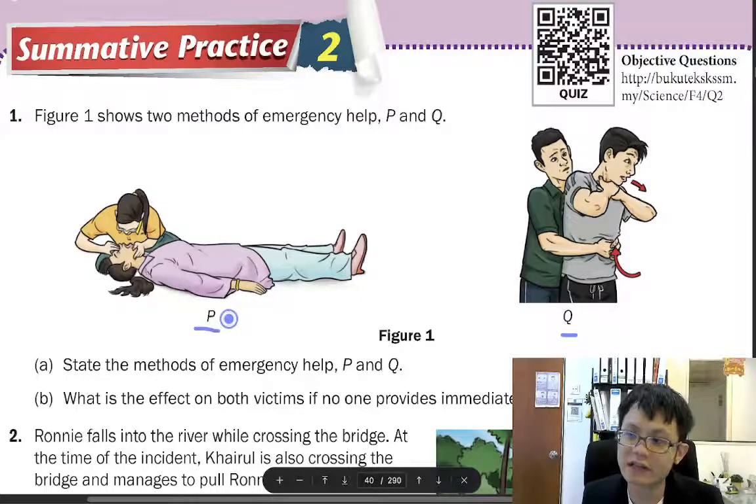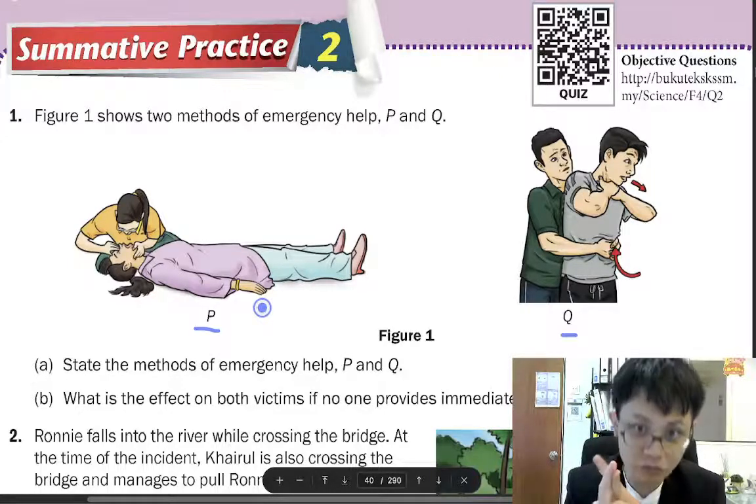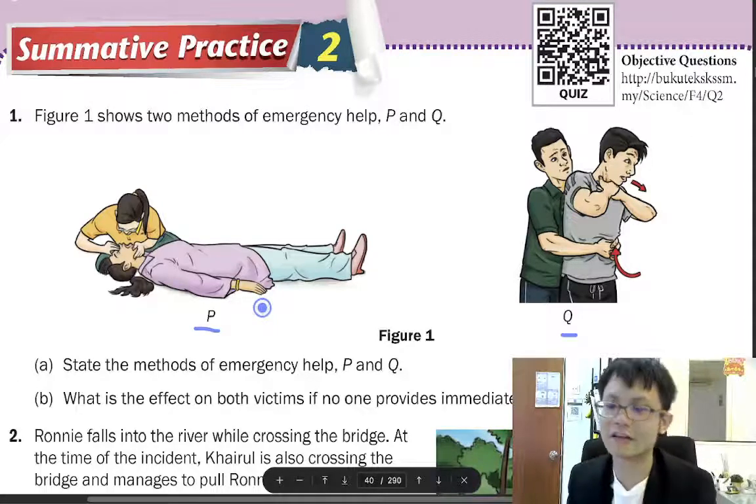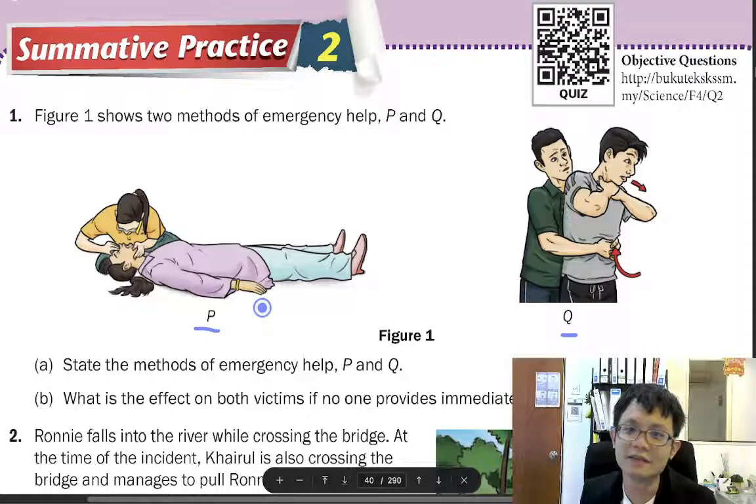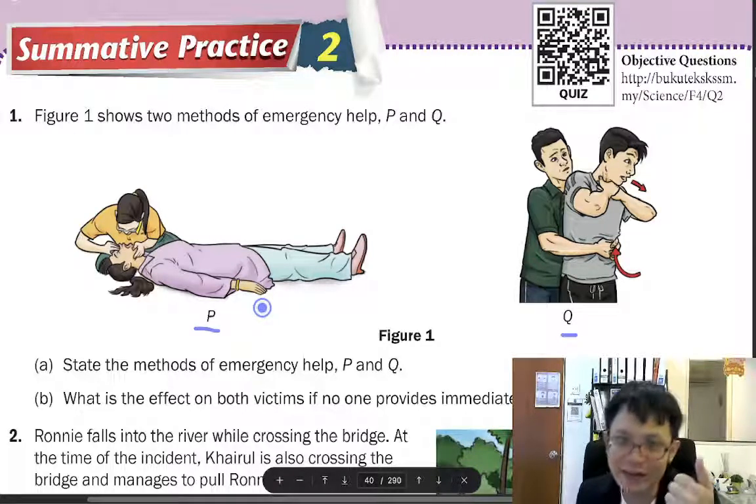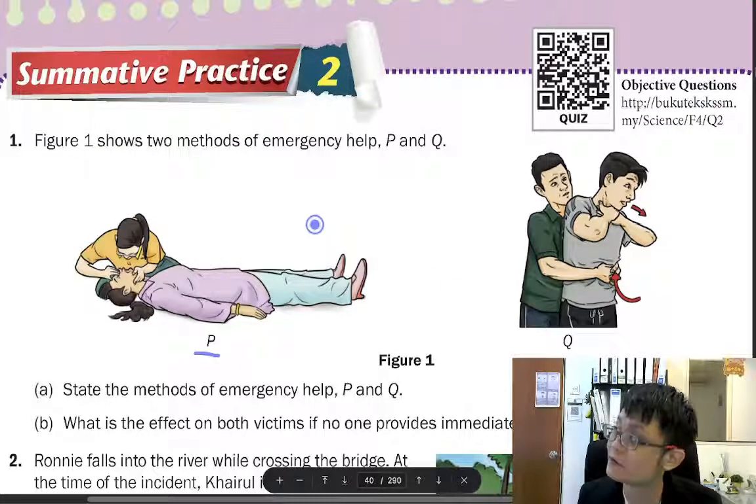When things get very worse is because we know that we do CPR when a person cannot breathe, correct or not? And then we know we do the Heimlich maneuver when a person is choking. Now the question is, if the person cannot breathe and is choking, you do the choking part, but he starts to become unconscious already. So now he has no breathing, no pulse, and also choking. What should you do? The person should perform CPR.